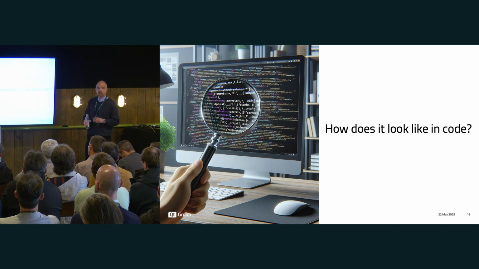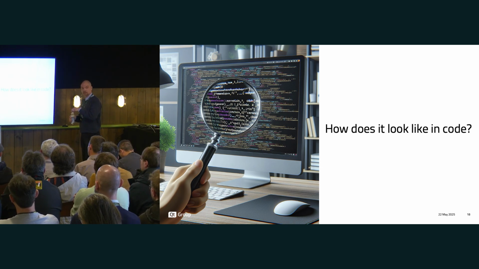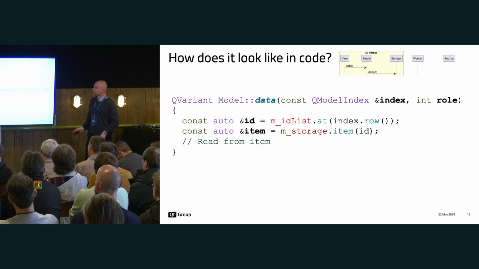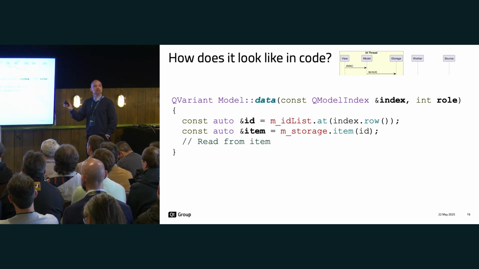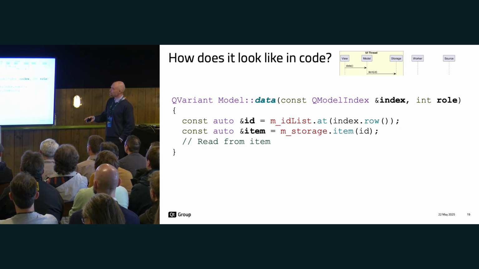And then we get to the question, how will it look like in code? Am I going to be writing a huge amount of code for getting this small performance benefit? No, you don't. And please, if this doesn't show in the back row, now would be a good time to say so. This would basically be how the data function needs to be in your model.